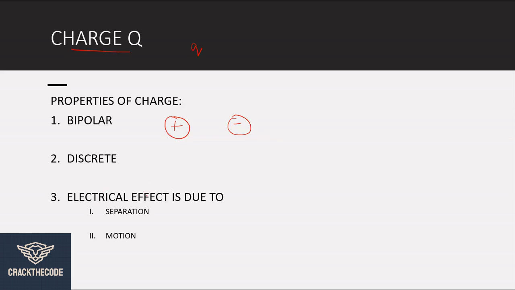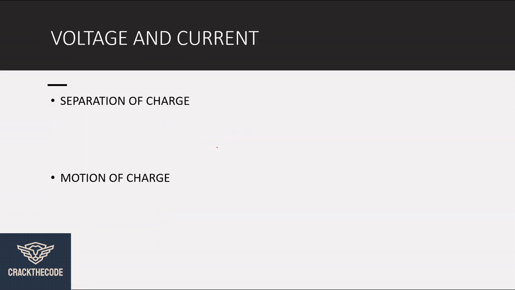Then comes the electrical effect. All the electrical phenomena that we can observe in our surroundings are due to two things that happen to charge. Firstly, the separation of charge. Secondly, the motion of charge. Separation of charge leads to the formation of voltage, and motion of charge leads to the formation of current. So how exactly does this happen?